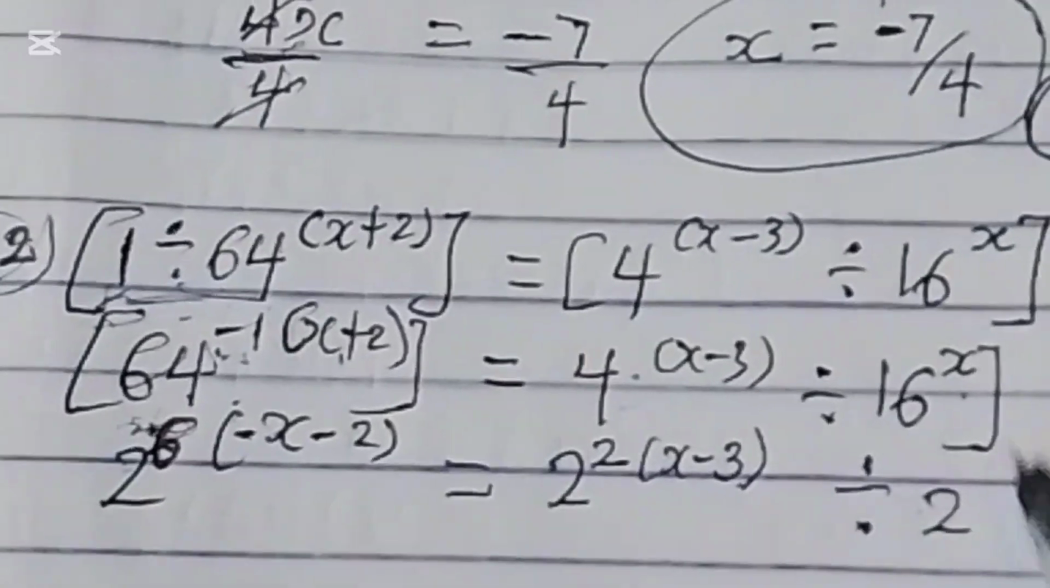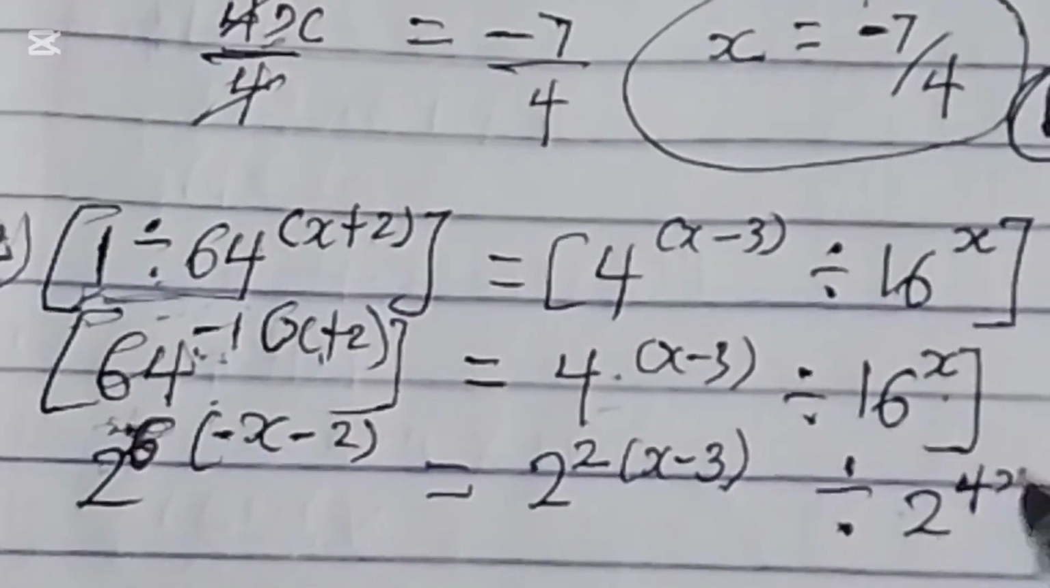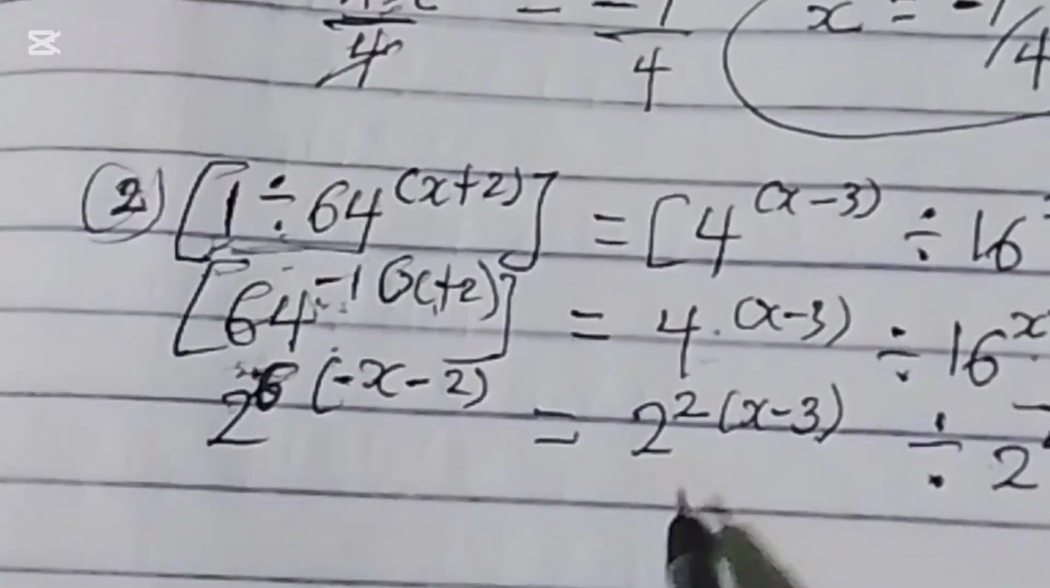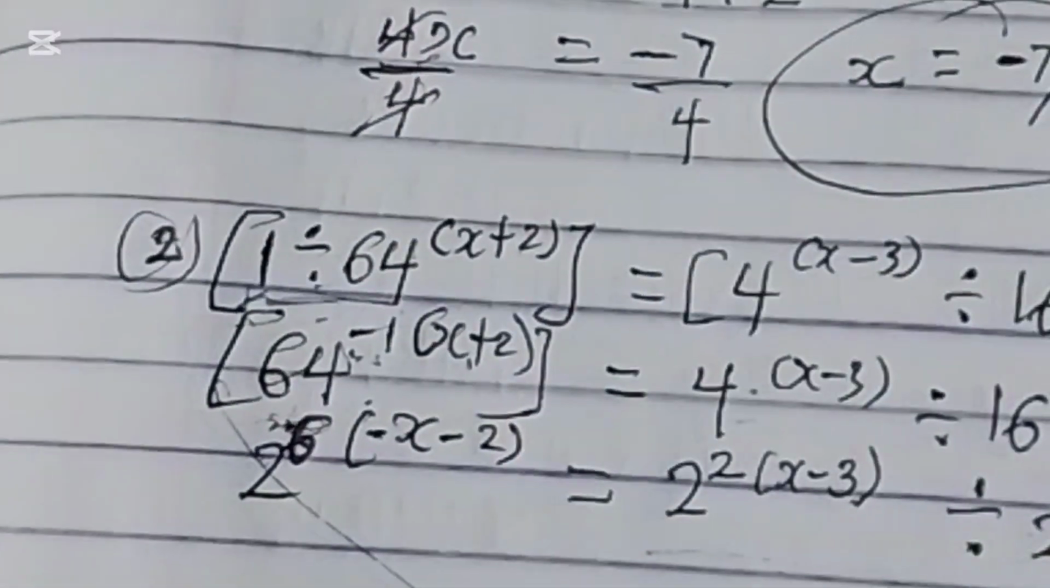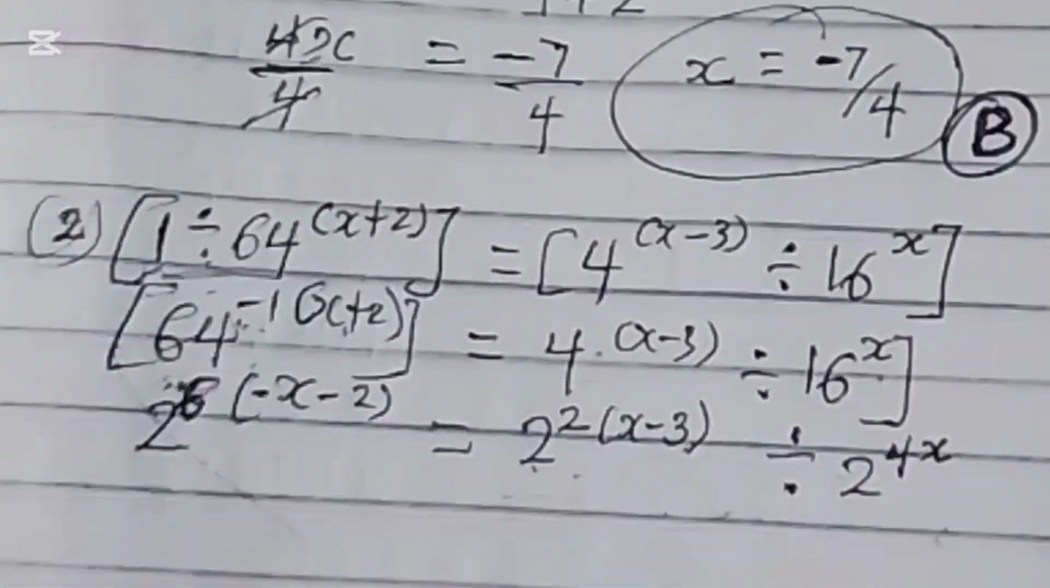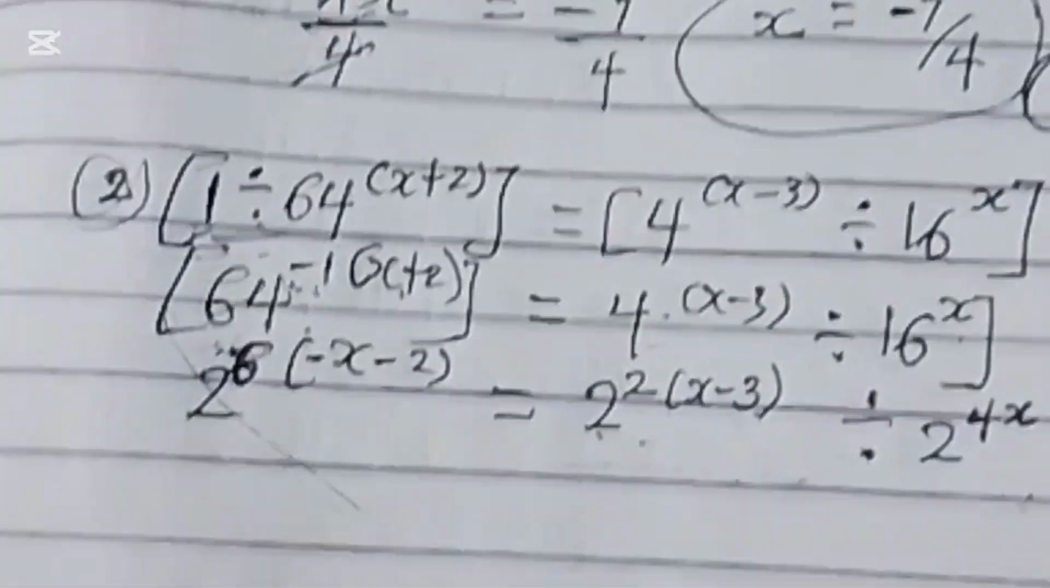Then divided by 2 raised to the power 4, that's 16. Then times x, that's 4x. Now from here, you will need to express this. You cannot just cut it one by one just like we did here, because we are having multiple 2's here. So you need to bring it under one umbrella. So if you want to do that, you need to express this using that second law, that's the subtraction law.